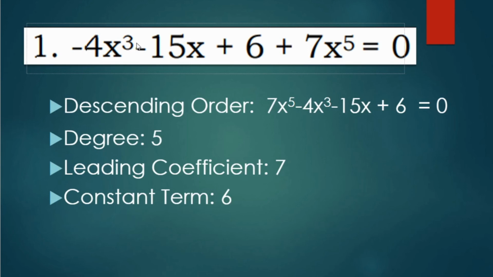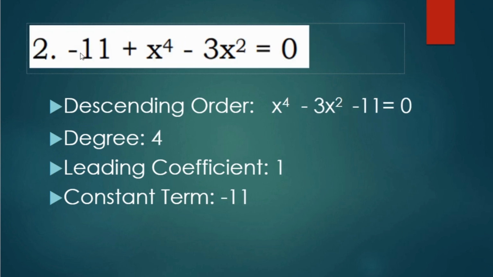We have negative 4x cubed minus 15x plus 6 plus 7x to the 5th equals 0. For the descending order, we have 7x to the 5th minus 4x cubed minus 15x plus 6 equals 0. So the leading term that we have in here is 7x to the 5th. In here, we have 5 as our highest exponent. Therefore, this is our degree. In the leading term 7x to the 5th, the numerical coefficient, which is the leading coefficient, is 7. And the constant term without any variable is 6.